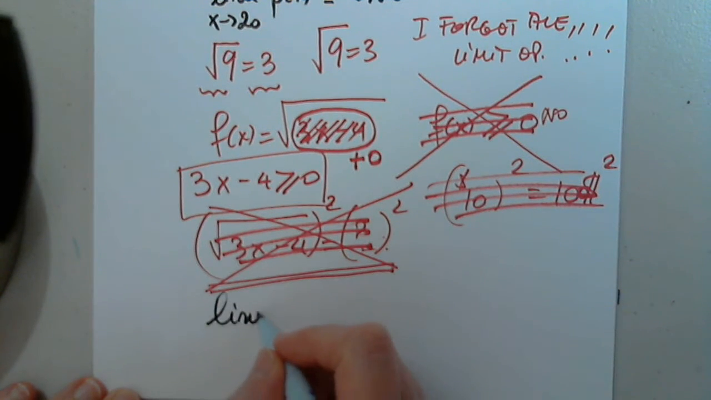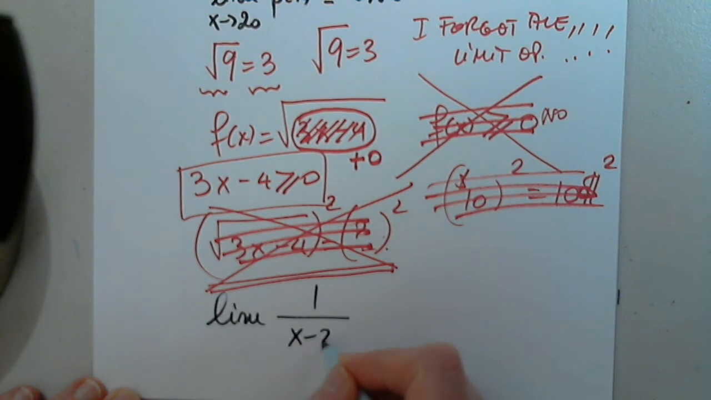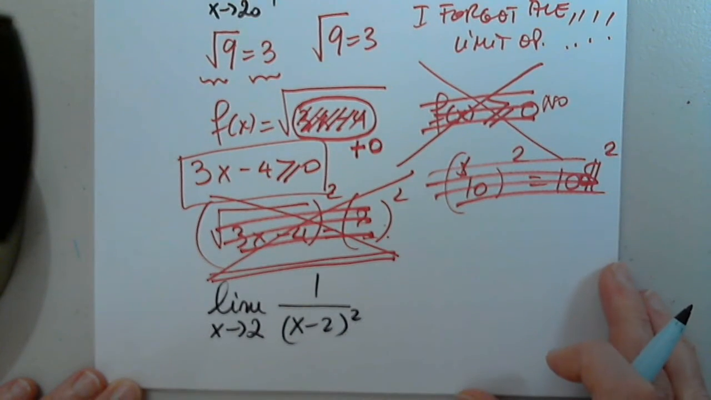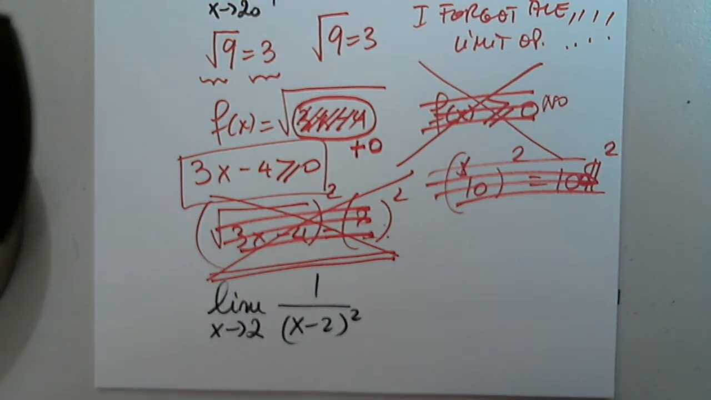When I have the limit, let's say of 1 over (x minus 2) squared as x approaches 2, and I'm asked to determine this limit, what do I have to do first? Anyone?